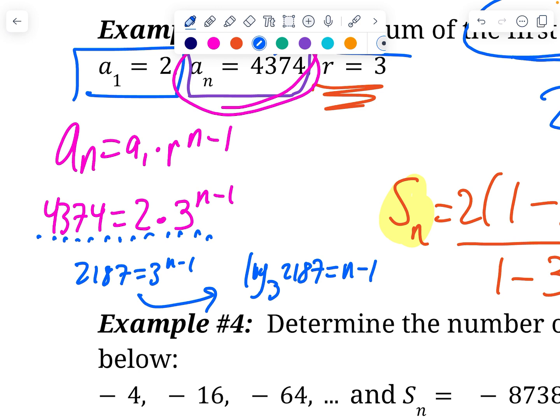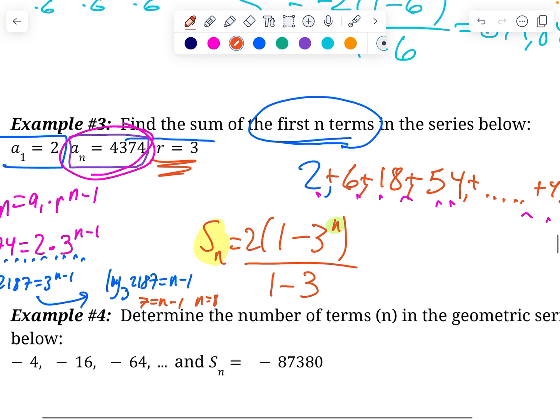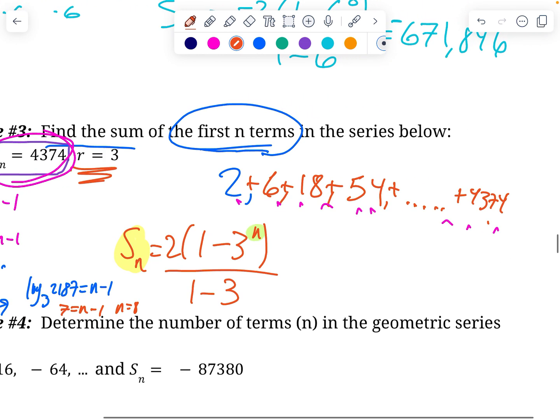So you can say like, I don't know, maybe it's 3 to the 8th. No, that's too big. 3 to the 7th. There we go. It's 3 to the 7th. So then 7 equals n minus 1. Or you can use logs. Cool. So then what's n? N's 8. Oh, that's just the 8th number in the list. I feel like that's only the 8th number in the list.